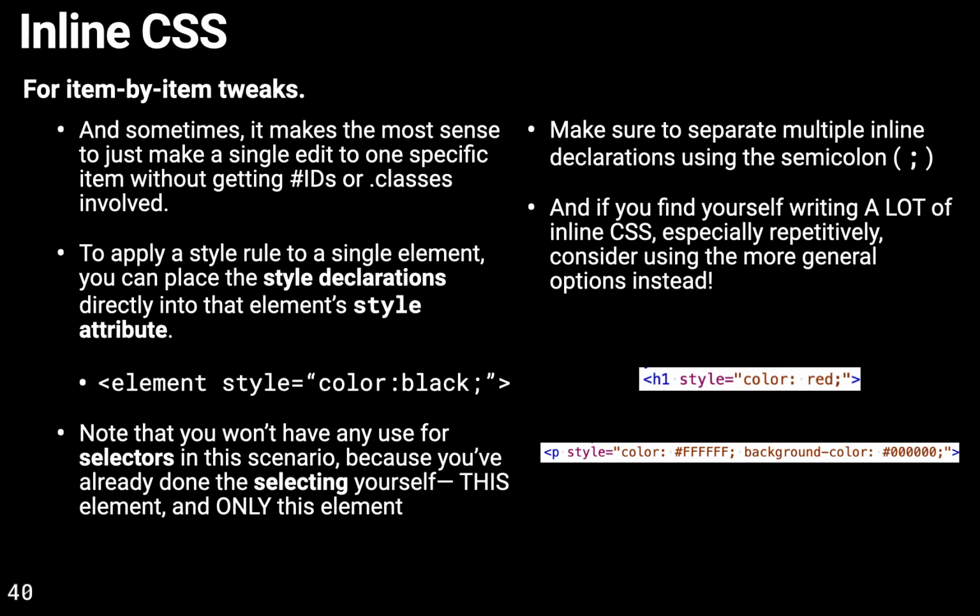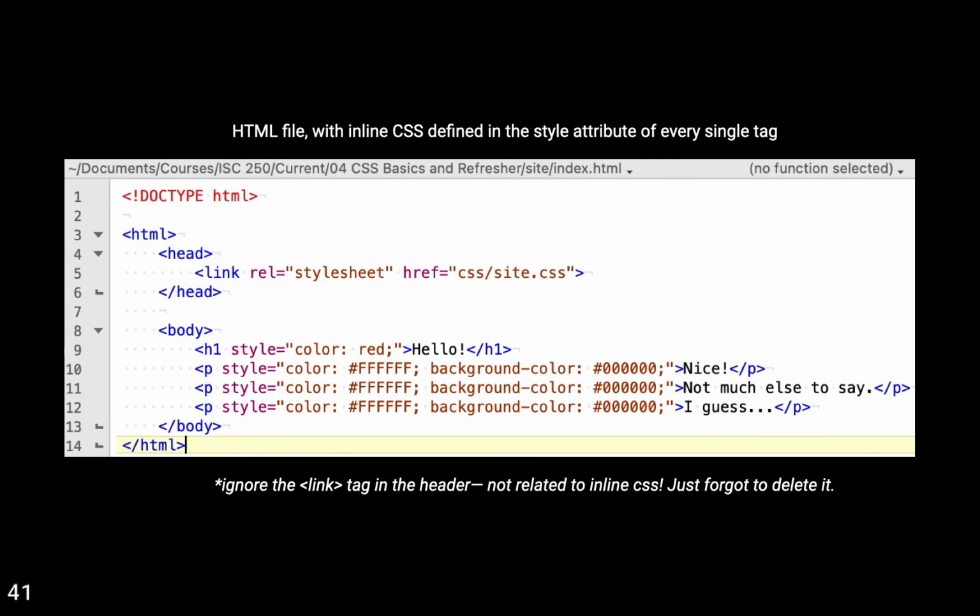So as a guiding rule, if you find yourself writing a lot of inline CSS, especially repetitively, you might want to consider the other options to define things at a broader level than just individually. So here's two more examples. H1 style color is red. Paragraph style color is white. Background color is black. Here again is the same exact CSS defined in the body, or rather inside the style attributes of all of the elements in the body.